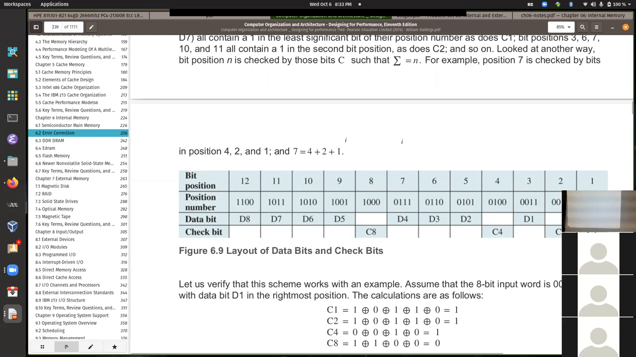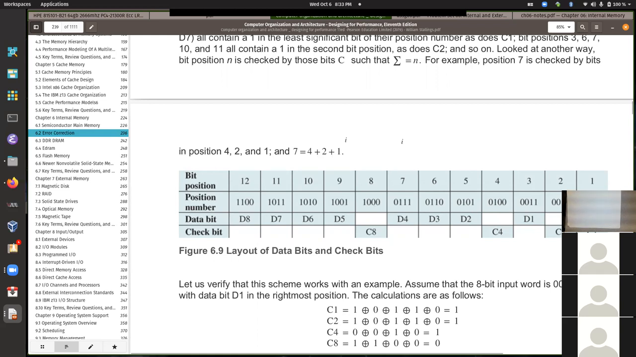But notice for these check bits, only one of the bits is set. So this is why these are powers of two. These will be at 2^0, 2^1, 2^2, and 2^3 here.